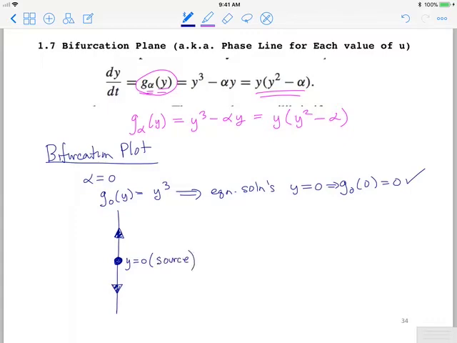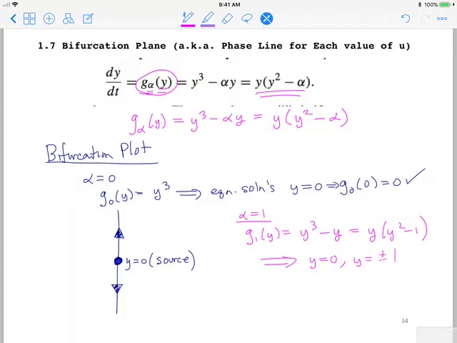So here we have a source at y equals 0. It's always interesting to then ask yourself what happens for maybe a positive value of alpha or a negative value of alpha. So if we try that now, just choosing one at random, how about alpha equal to 1, which means that g sub 1 of y is equal to y cubed minus y, or y times y squared minus 1. Which means that now there are 3 equilibrium solutions at 0 and at plus or minus 1.